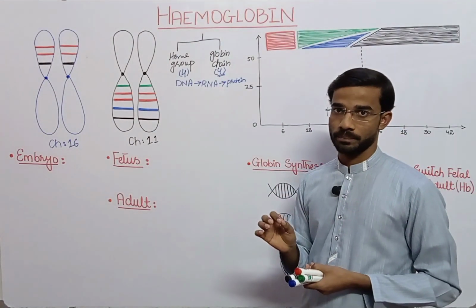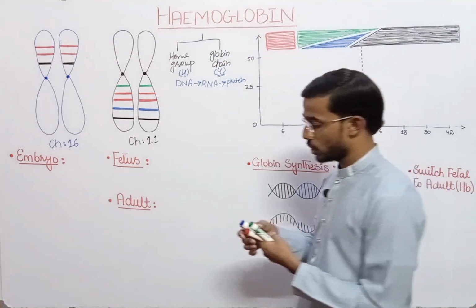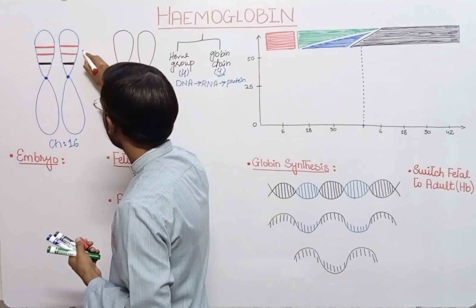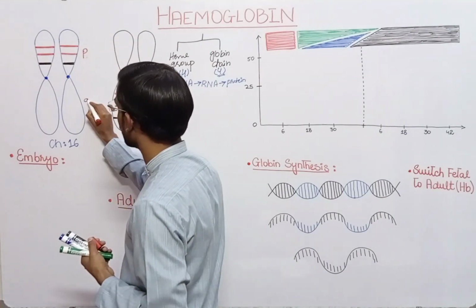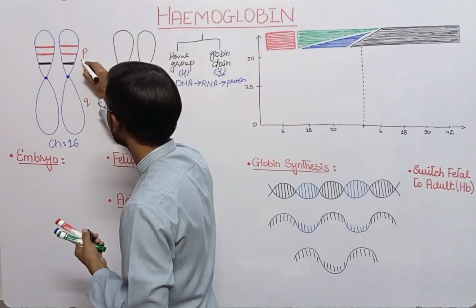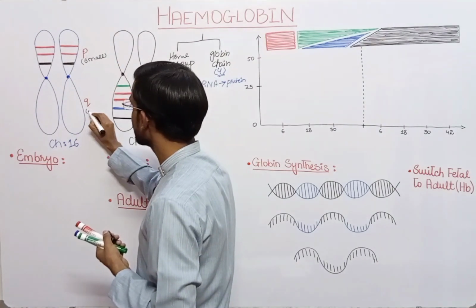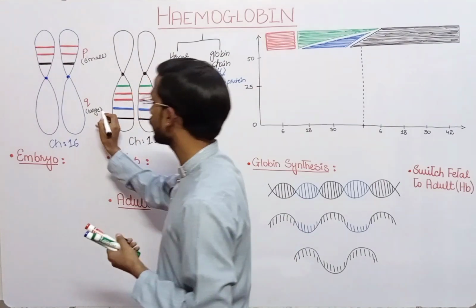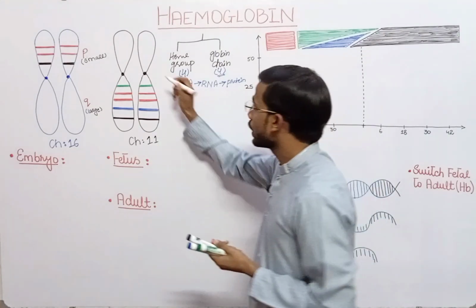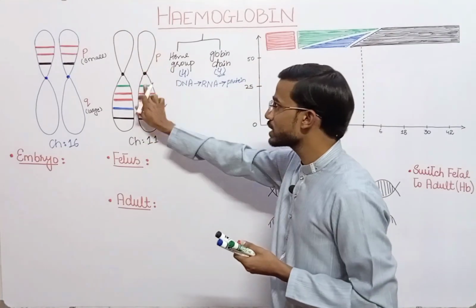A chromosome has 2 arms. One may be smaller and the other larger. So here you can see chromosome 16 has 2 arms, P and Q. P arm and Q arm. P is basically the small arm of the chromosome and Q is the large arm of the chromosome. Same here, chromosome 11 has 2 arms, P and Q. P is smaller and Q is larger.